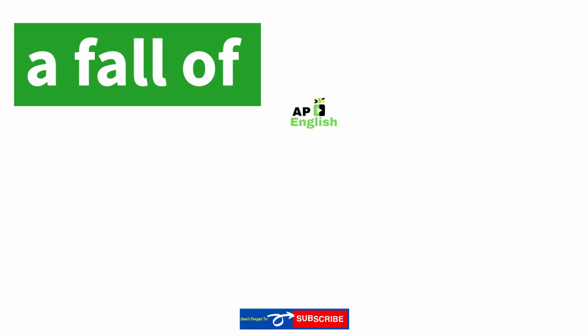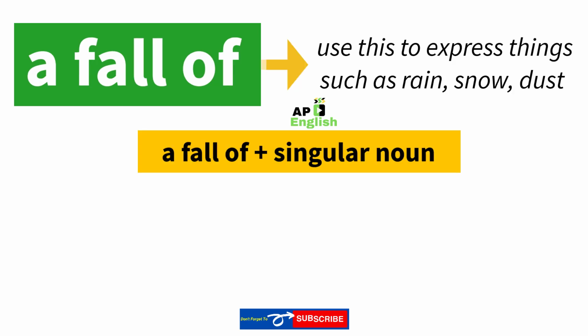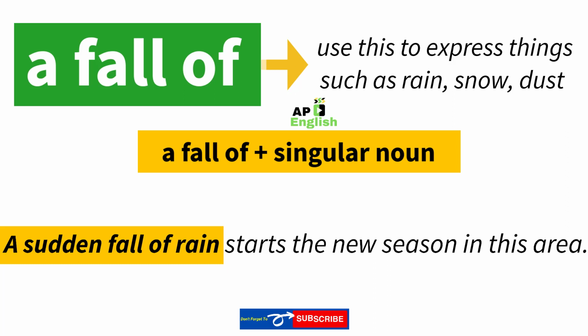A fall of, used to express things such as rain, snow, dust. Example, a sudden fall of rain starts the new season in this area.